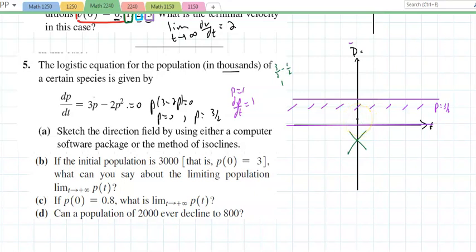Wait, that can't be right. If I picked 1, if I put 1 in there, 3 minus 2. Okay, if I put 1/2, that's 3/2 minus 2 times 1/4, which is 1/2. That will be 2 over 2, that's also 1. So there. No need to pick negatives, that doesn't make sense.